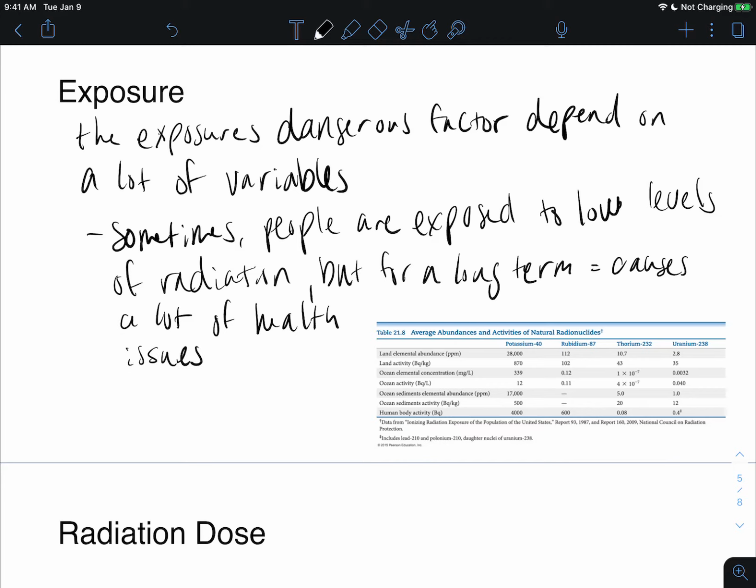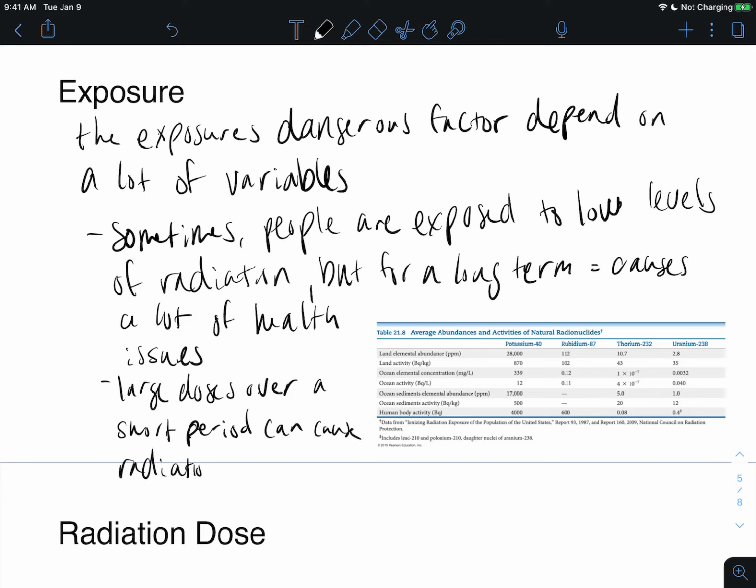And of course, large doses over a short period can cause radiation poisoning, which is also very dangerous. And no matter what, there's going to be some damage to the growth regulation mechanism of the cells, and that damage to the growth regulation of the cells can result in cancer.